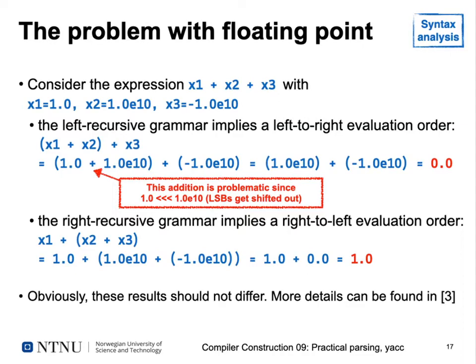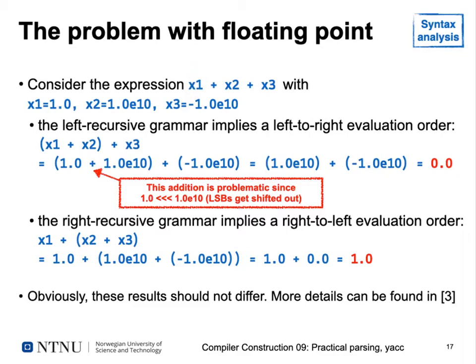Now, if you have a left recursive grammar to evaluate this expression, you would actually evaluate x1 plus x2 first. If we write brackets to exemplify this, it would mean x1 plus x2 in brackets, and then you take the result of this addition and add x3 to it. So let's look at what comes out of this. Well, obviously, you would expect from your mathematical knowledge that x2 and x3, the one is the negative of the other, so the sum of these both would be 0, so the sum would be 1.